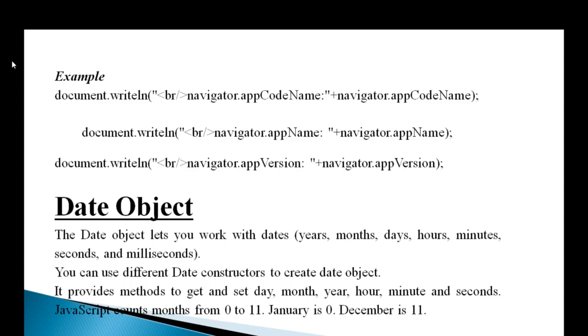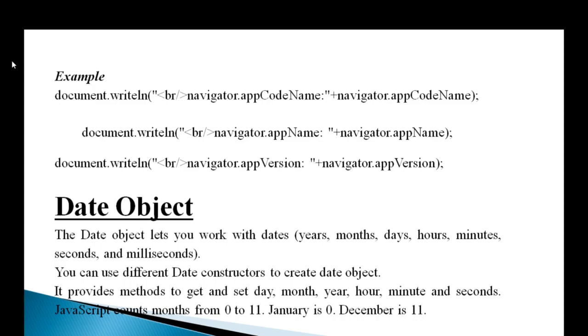This is the example for the browser object. document.writeln navigator.appCodeName. Similarly, navigator.appName. Similarly, the document.writeln method with navigator.appVersion.